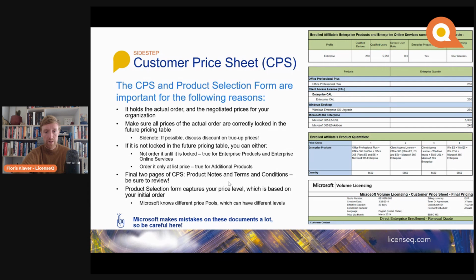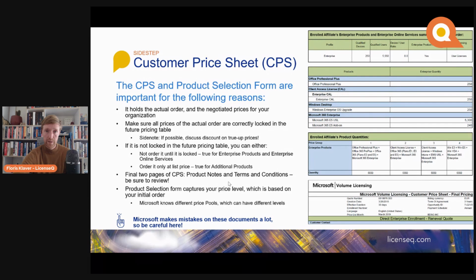If it's not locked in your future pricing table, there's a couple of options. You cannot order it until it's locked. This is true for enterprise products and enterprise online services. So if you standardize on Office Pro Plus and you want to buy a Windows enterprise license, you cannot immediately do this. You need to go through Microsoft or through your LSP, get a quote, and they need to add it to your EA. And as such, you're going to have to invest some time on this.